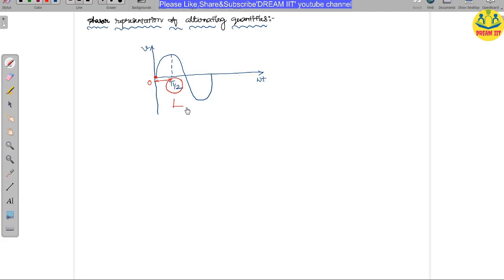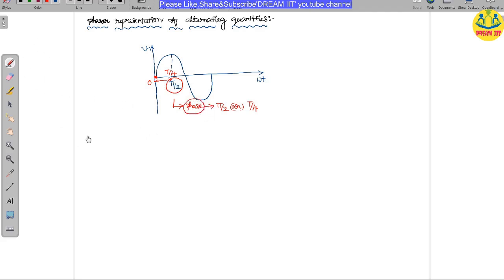For this, what is the phase? Either I can say pi by 2, or I can say it in terms of time also, T by 4. The time period at this point is, let us take it as T by 4. That means from the position of zero, how much of shift is there, that is known as the phase here. That is the meaning of the phase.